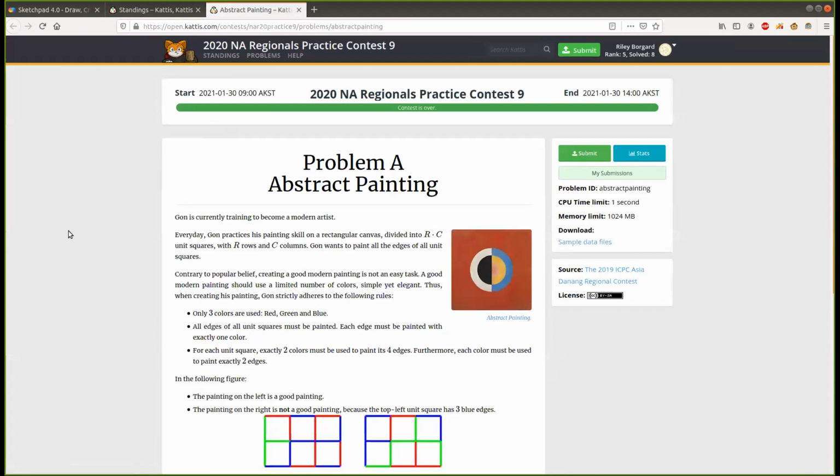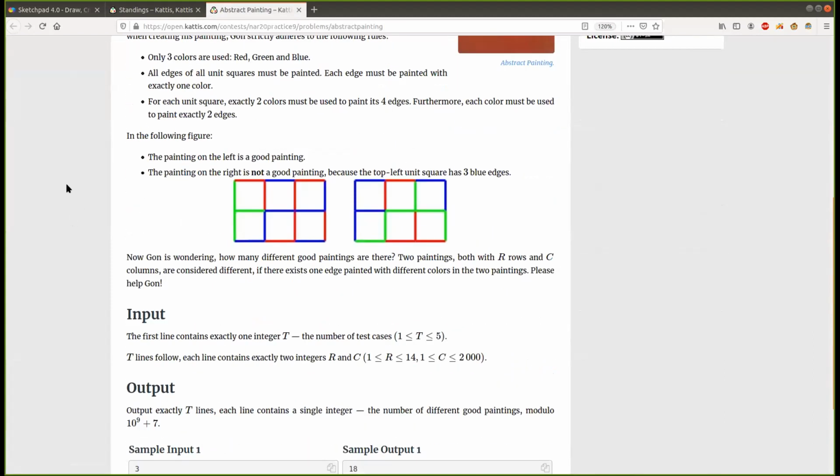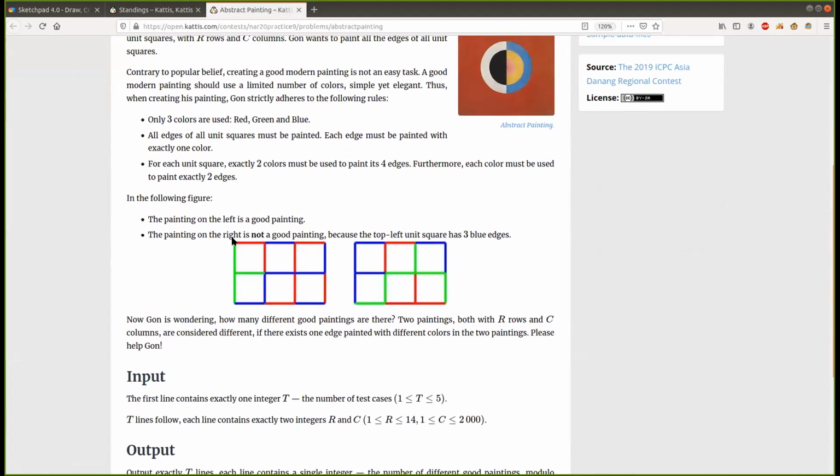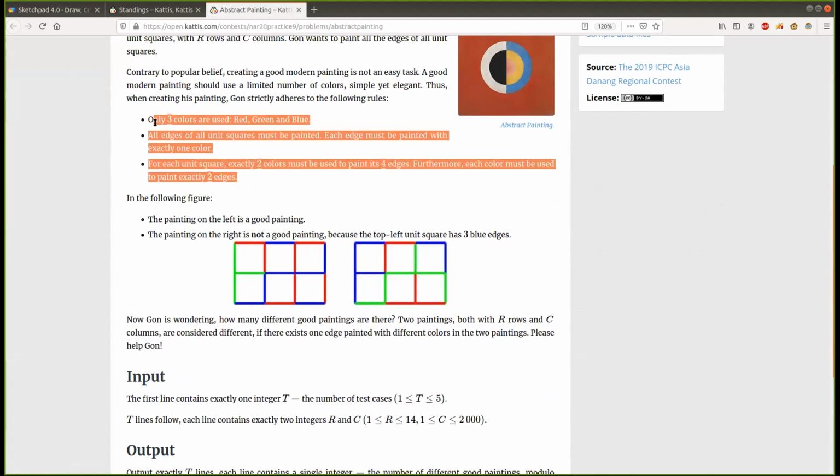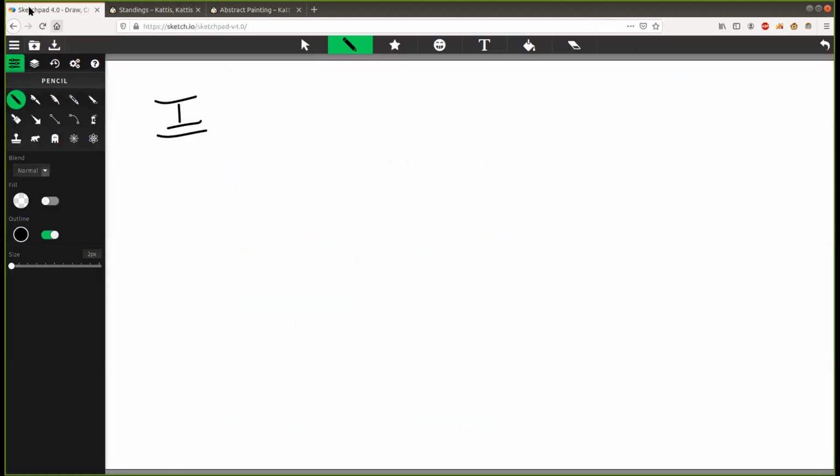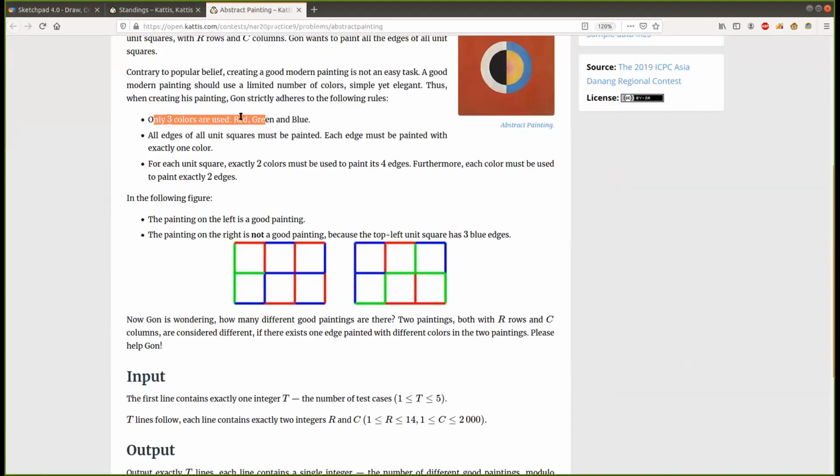Next problem is A, which was personally my favorite problem. The problem is there's a grid, and we want to know how many ways there are to color it so that a certain set of rules is satisfied. The rules are that there are 3 colors, red, green, and blue, and every edge has to be painted one of those 3 colors. And for each unit square, this is the interesting one, each square has to be touching exactly 2 colors.